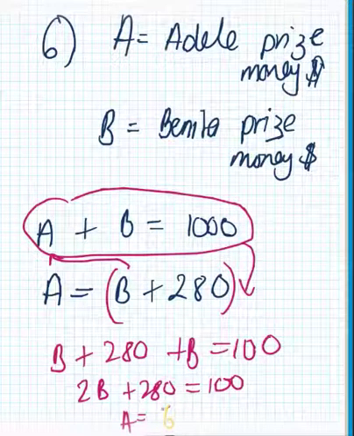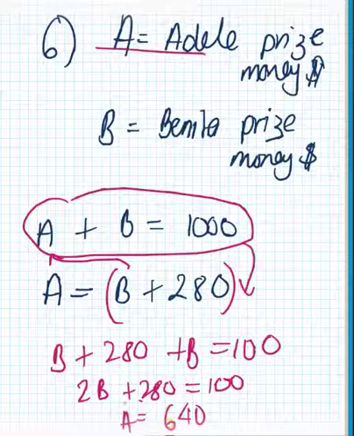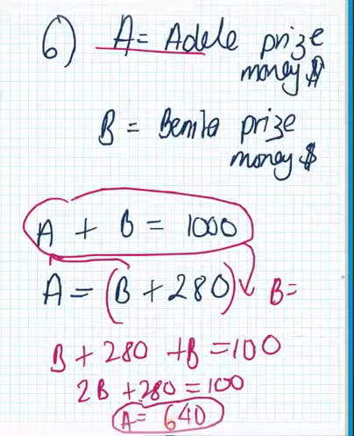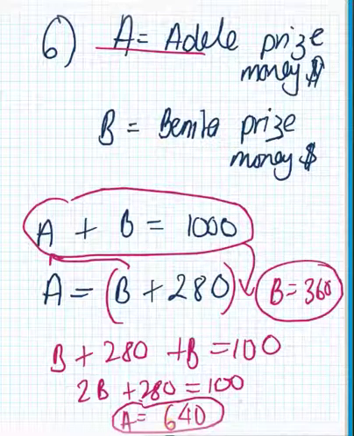640. And of course, what does that mean? A is for Adele. So that's telling us Adele's prize money was $640. To work out Benita's, just go 1,000 minus 640. So Benita's prize money would have been 360. And you can explain that, okay?